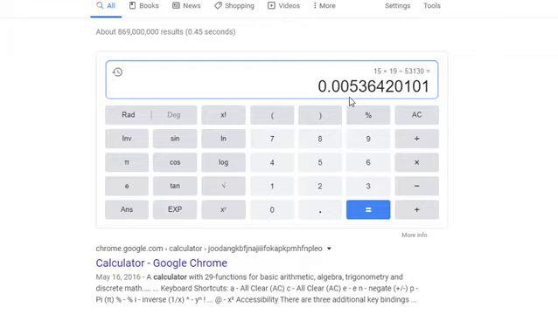And the solution is 0.005362, to 6 decimal places.